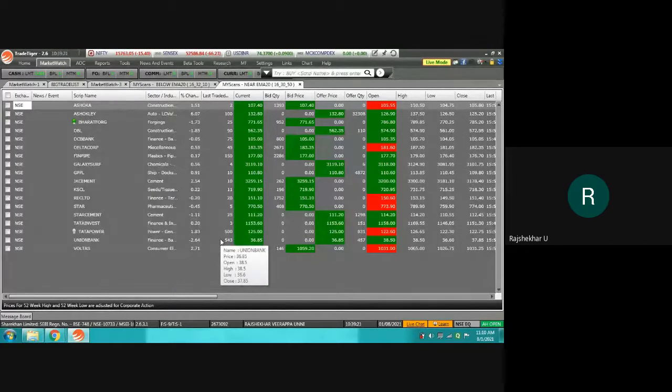I call this strategy EMA 20 breakout combined with volume. So here we will be using EMA 20. EMA 20 is a moving average.